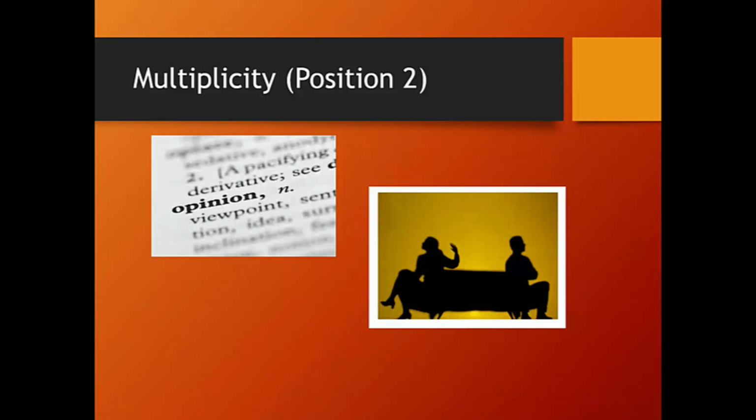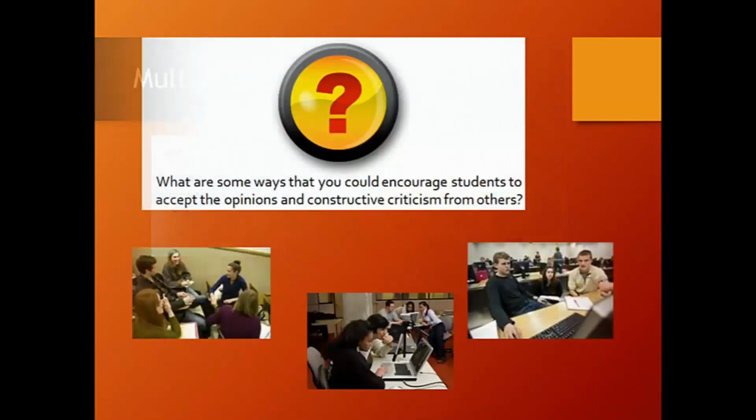At this point, students still hold strongly to the idea of right and wrong, but they're also now considering other opinions. Students see knowledge as a matter of opinion, and some see criticism as a personal attack on their worldview. So, what are some ways that you could encourage students to accept the opinions of others as well as constructive criticism or feedback? One of the ways that you could do that is to incorporate group work into your course, and group work fosters the exchange of ideas. You can also incorporate the use of peer feedback. Utilizing peer feedback helps students get acclimated to receiving constructive feedback from their peers.